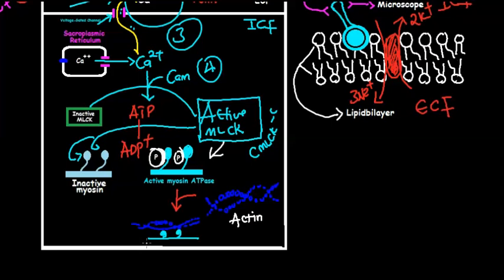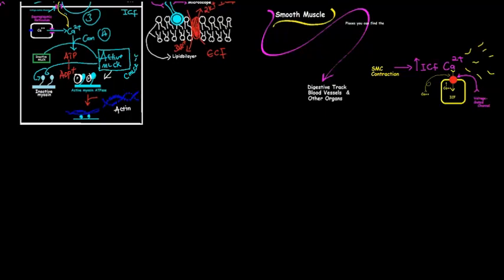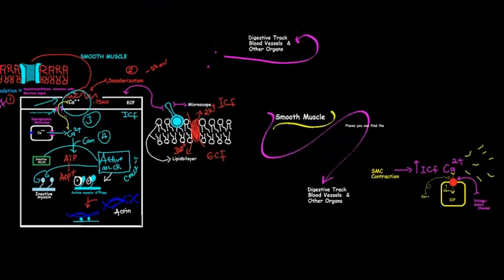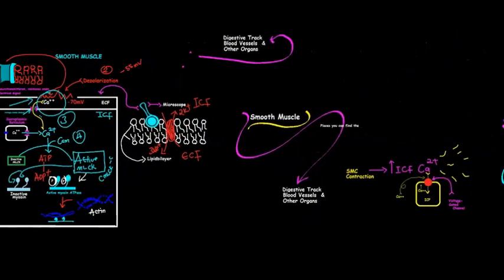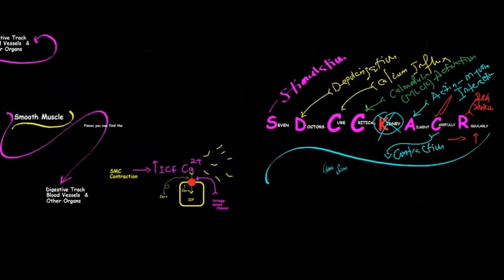Notice that smooth muscles are unlike the skeletal muscles, which are under conscious control. Smooth muscles work automatically, they are involuntary. When we say involuntary, this means you don't need to think about them to get them to move.